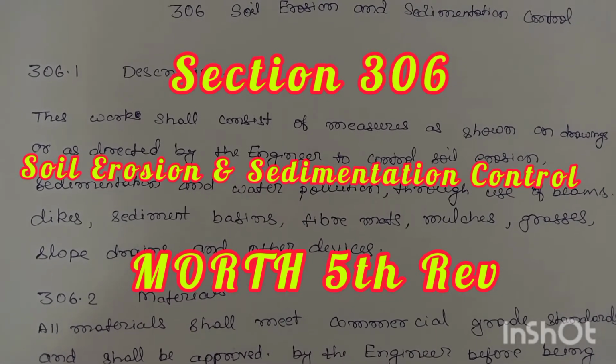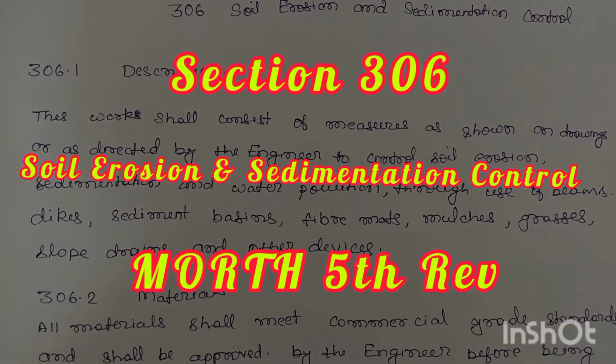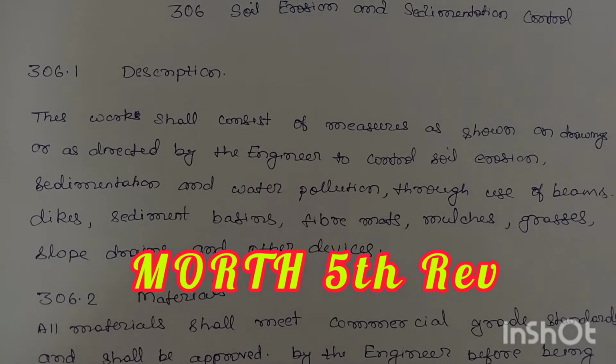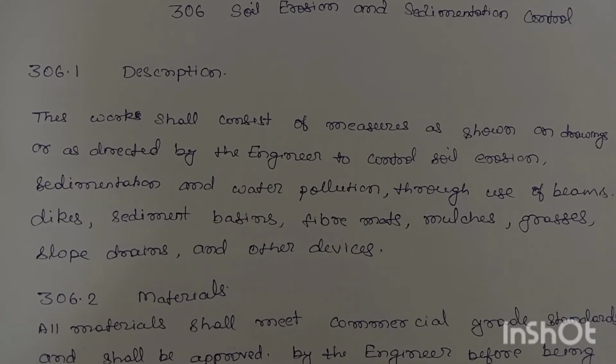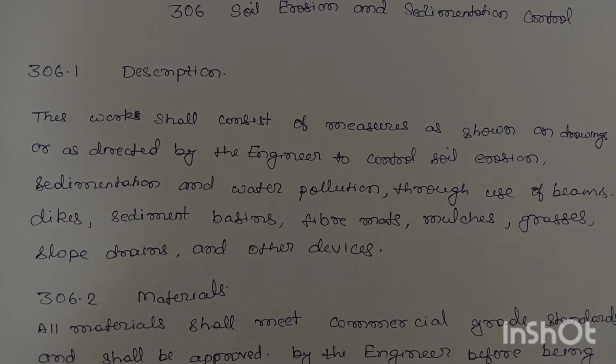Hi friends, in the sequence of learning MORTH 5th revision, we learned Section 300. In Section 300, now we will learn 306. 306 is explained as Soil Erosion and Sedimentation Control.